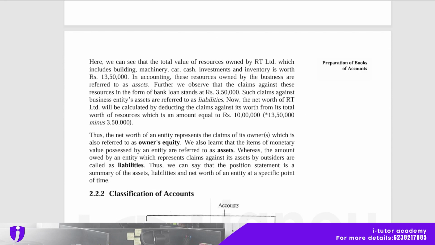Thus the net worth of the entity represents the claim of its owners, which is also referred to as owner's equity. We also learned that the items of monetary value possessed by an entity are referred to as assets, whereas the amounts owed by the entity, which represent claims against its assets by outsiders, are called liabilities. Thus, we can say that the position statement is a summary of the assets, liabilities, and net worth of an entity at a specific point of time.